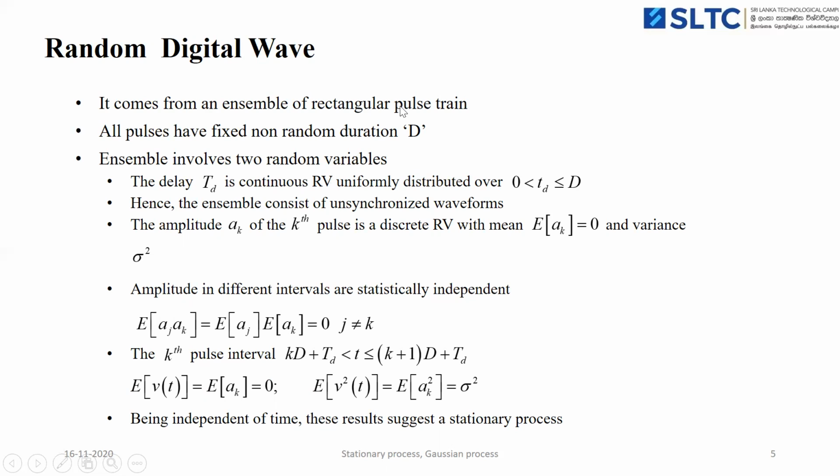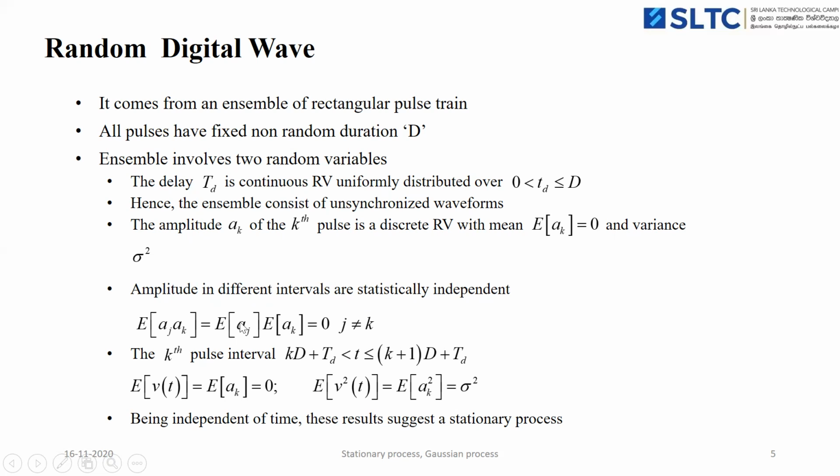Another random variable in this rectangular pulse train is the amplitude. The amplitude of the rectangular pulse train also is random. That is A_k of the kth pulse. For every pulse, the amplitude is random in nature, and it is modeled as a discrete random variable with mean expectation of A_k equal to 0 and variance sigma squared. Then the amplitudes in different intervals are statistically independent.